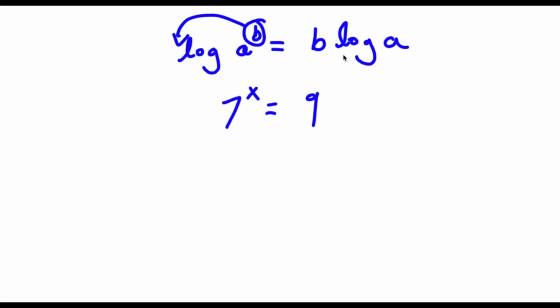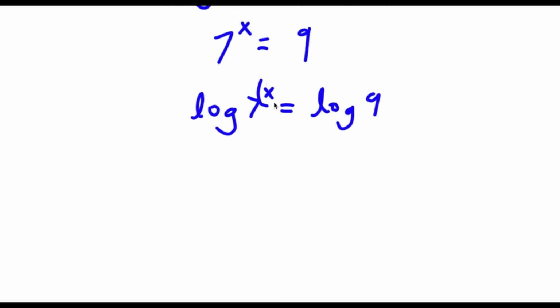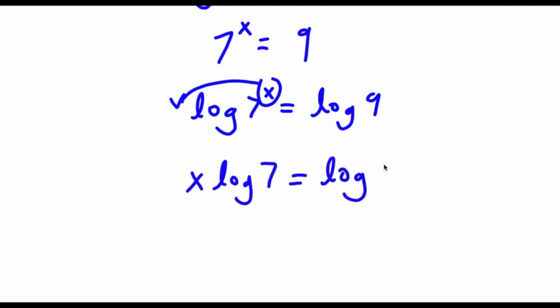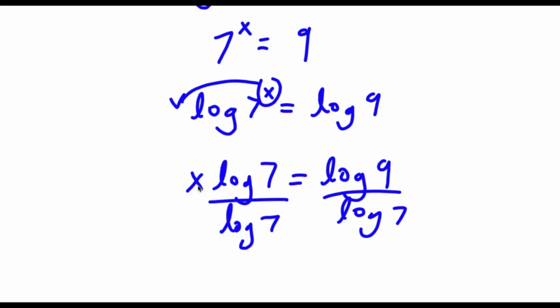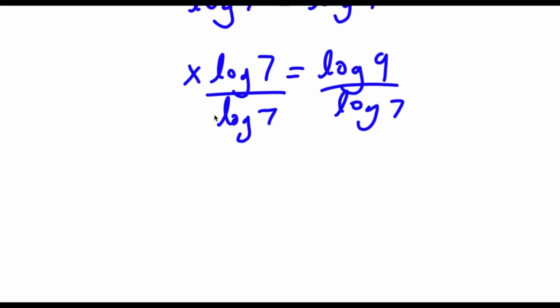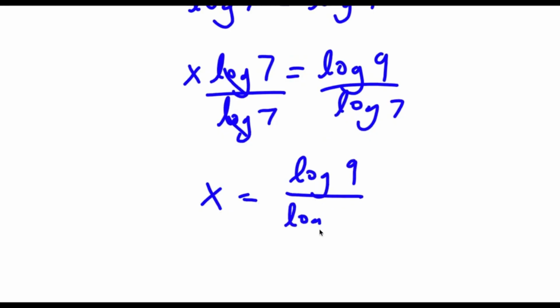However, when we use this property, we can take the log on both sides. So we have log 7 to the power of x is equal to log 9. And now I can go ahead and move this to the front. So this would equal x times log 7 is equal to log 9. And now I can divide both sides by log 7 because, as you can see, x is an actual term now, and it's pretty simple to solve for it. So now we have x is equal to log 9 over log 7.